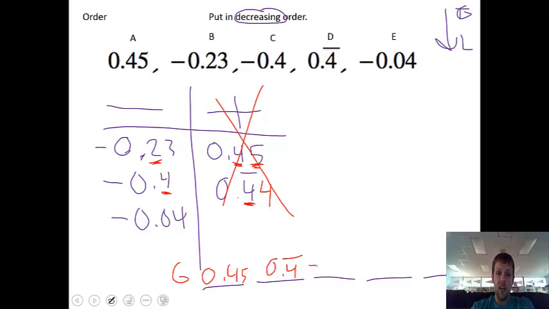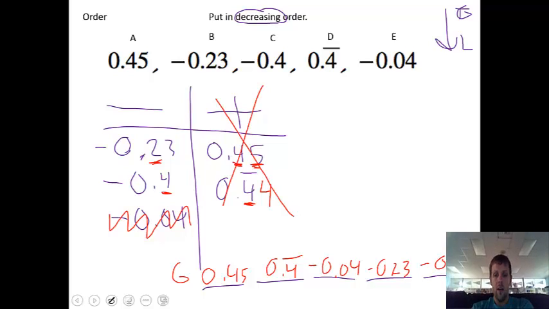So let me go ahead and put that, negative 0.04. I'm done with that guy. Alright, comparing these other two, I know that negative 0.2 is bigger than negative 0.4. So I'm going to put that guy next. And then, of course, our least guy is negative 0.4. Pay attention to these three. That's the problem that we normally have.